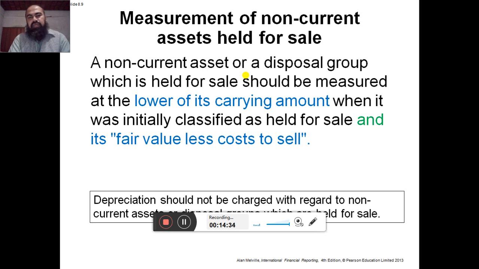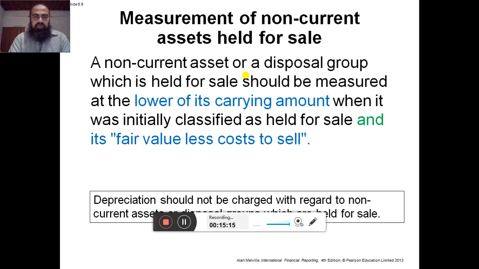So we will compare two values, the carrying amount of that asset and the fair value of that asset, and we will consider which one is the lower value. So I repeat again, we will take two values. One is carrying amount, the second one is fair value, and we compare these two values, and whichever is lower, whichever is lesser, will be considered as the value of that non-current asset held for sale according to IFRS 5.